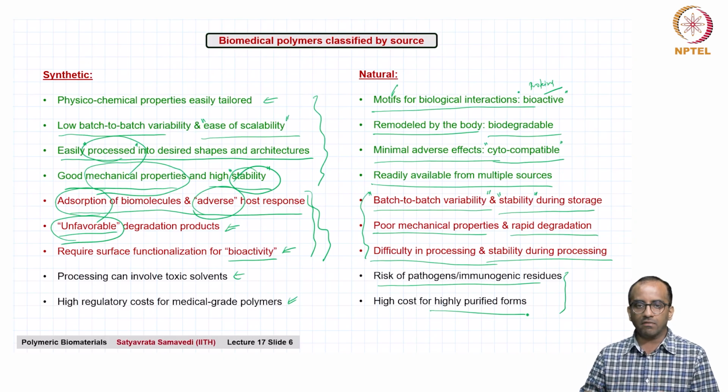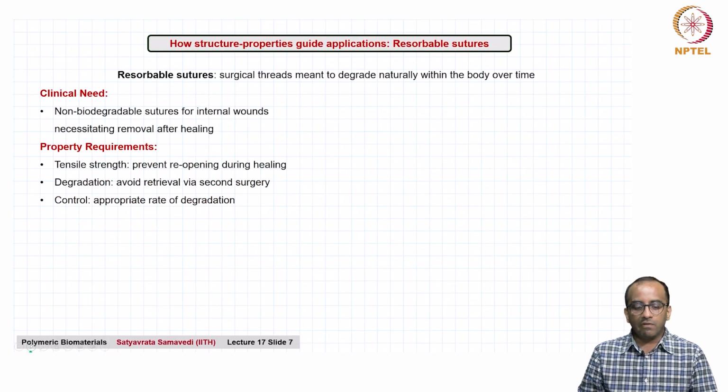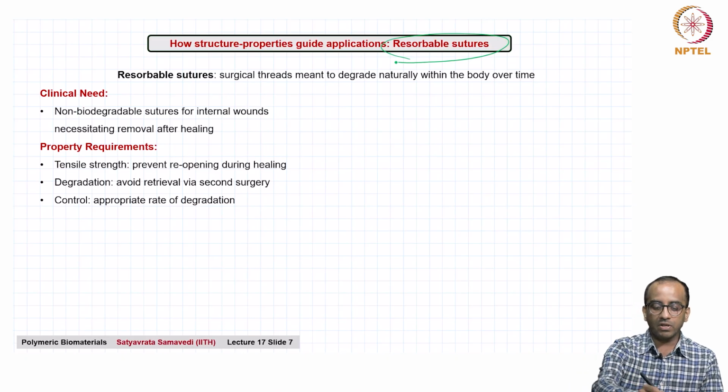So, with that, we should now have a very good understanding of the advantages and limitations of both synthetic and natural polymers. What we will do next, for the rest of this lecture, is to look at some specific applications and ask, how does the structure property paradigm influence the use of a specific polymer in that particular application? We will first start with resorbable sutures. And again, like I said, our goal here is to understand how structure properties guide applications.